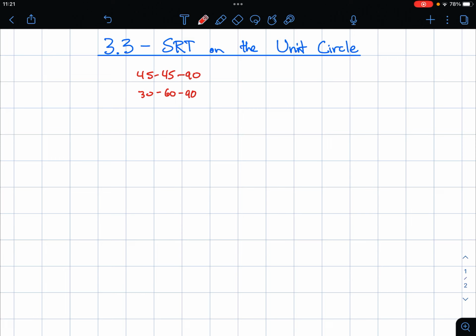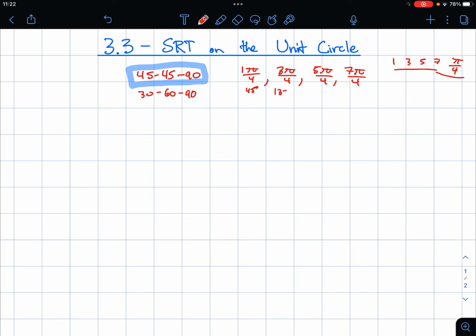And so for this video, I think we're going to focus on the 45, 45, 90 group, just to keep it a little bit simpler. Recall that the 45, 45, 90 band or cluster is the pi over 4 in radians, followed by 3 pi over 4, 5 pi over 4, and 7 pi over 4. So I like to remember that as 1, 3, 5, 7, all pi over 4. That's my sort of way that I think of this. And that corresponds with 45 degrees, 135 degrees, 225 degrees, and 315.